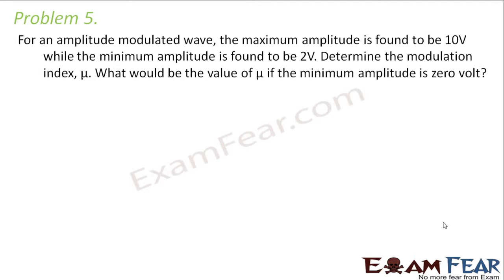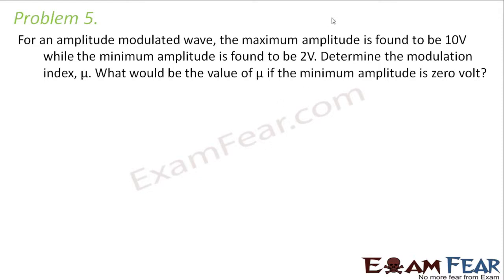Okay. So let us look at the last problem of this lesson. It says, for an amplitude modulated wave, the maximum amplitude is found to be 10 volts, while the minimum amplitude is found to be 2 volts. Determine the modulation index mu. What would be the value of mu if the minimum amplitude is 0 volts?